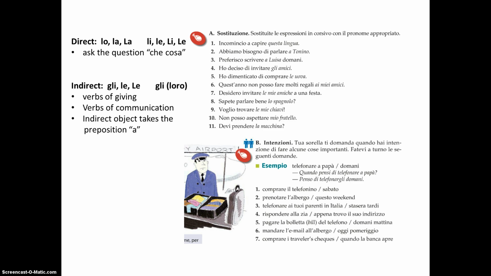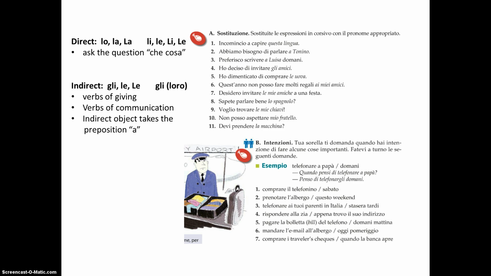So letter is the direct object, lettera. Or, voglio comprare un regalo per Gianni. Che cosa voglio comprare? Un regalo. So regalo is the direct object. Again, ask the question, che cosa, in association with the main verb of the sentence to discover the direct object.